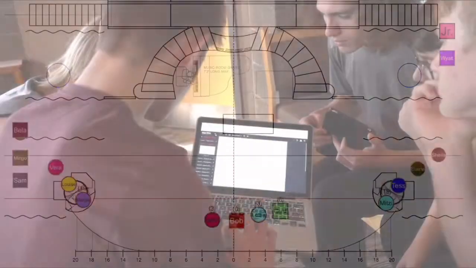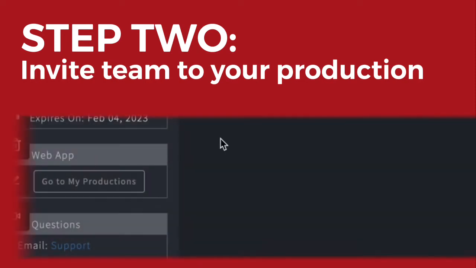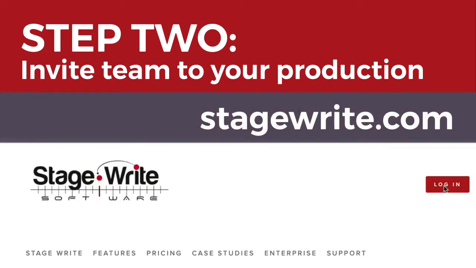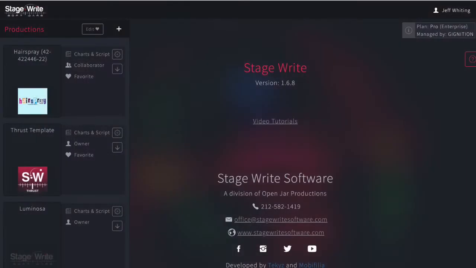Once you've given everyone access to the software through your admin portal, next you're going to invite them to join your MTI production itself. You can do that by either clicking Go to My Productions from the admin portal, or simply log into the software site directly. Once you're logged in, you'll see we've already preloaded your MTI production ready to go.